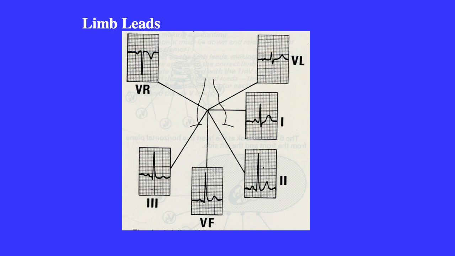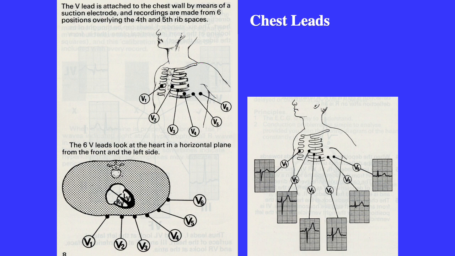So if you have to calculate the axis, from this figure you'll see that 2, 3 and AVF reflect changes in the bottom of the heart or the inferior wall. 1 and AVL reflect the left side, and AVR reflects the right side. The chest leads are horizontal leads, and V1 is on the right side of the chest, and increasingly the chest leads are placed towards the left, and V6 and V5 reflect changes on the left side of the ventricle.